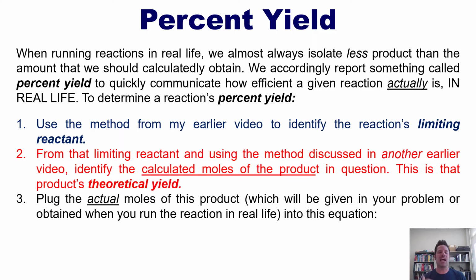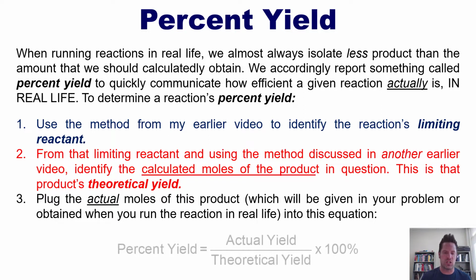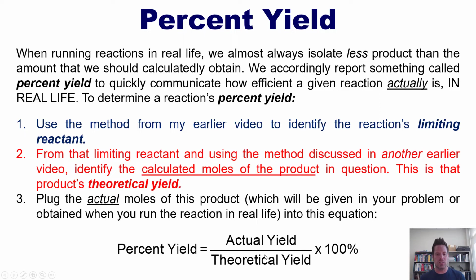3. Plug in the actual moles of this product, which will be given to you in your problem if you're working this out on an exam or a problem set, or you will obtain that actual number of moles when you run this reaction in real life in the lab. You take that actual number of moles and plug it into this equation. Percent yield is actual divided by theoretical times 100.